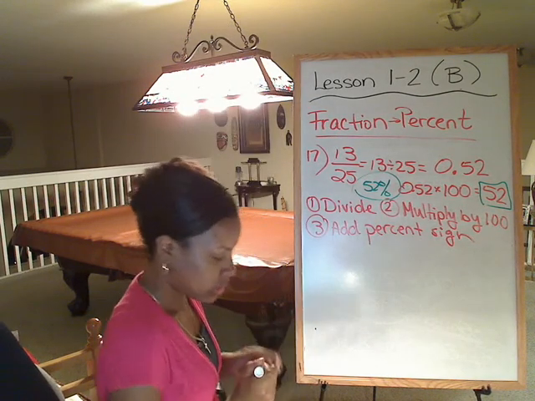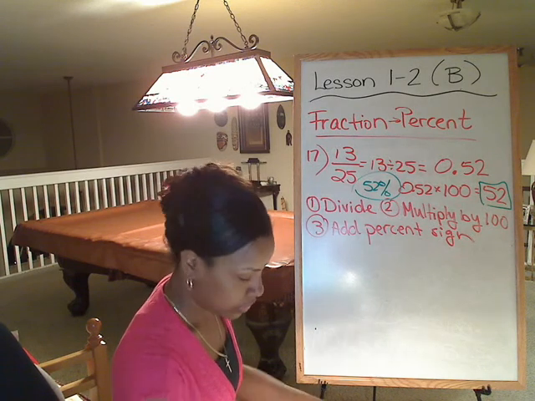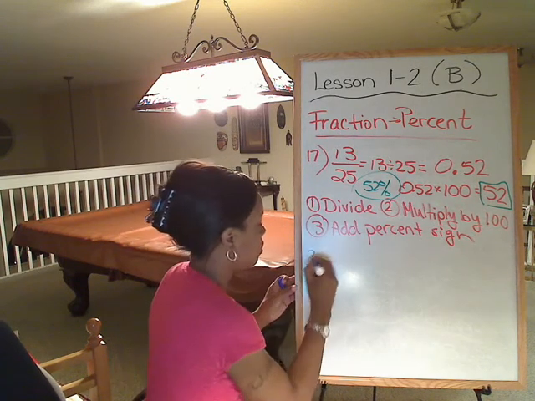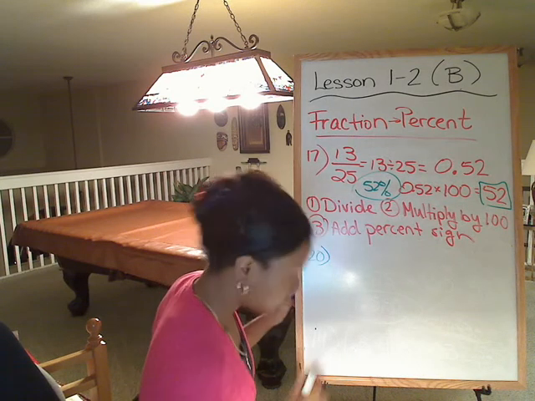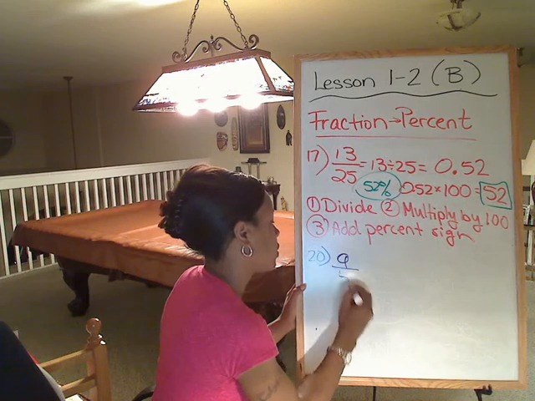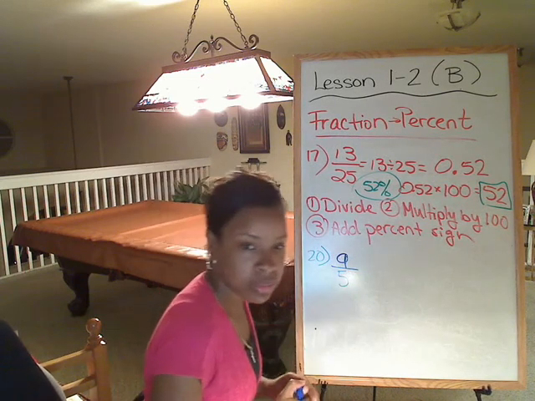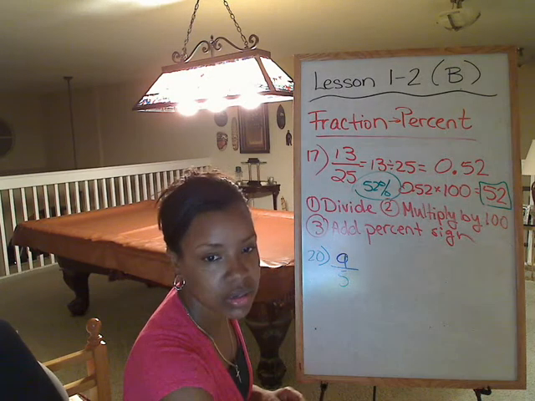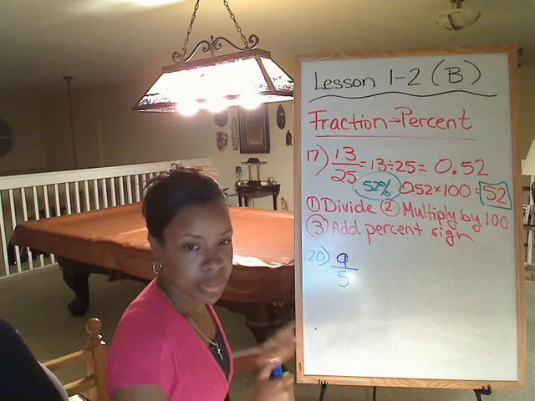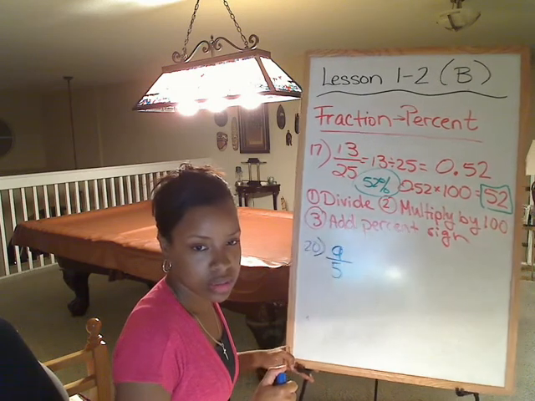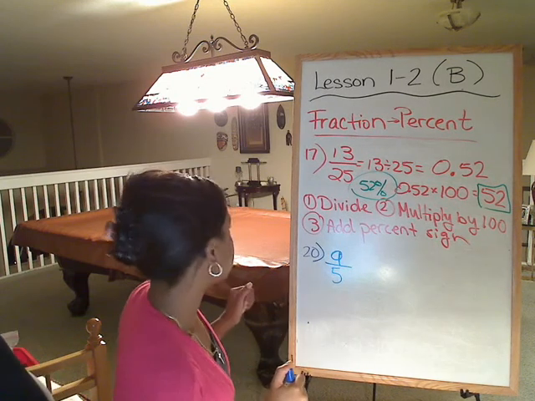Okay, let's do number 20. The fraction that they give you is 9 over 5. So first thing I'm going to do is divide. Oh, there's a glare there. Let's see if I can fix that. Nope. I really don't like that. Looks like all I can do is move it around.